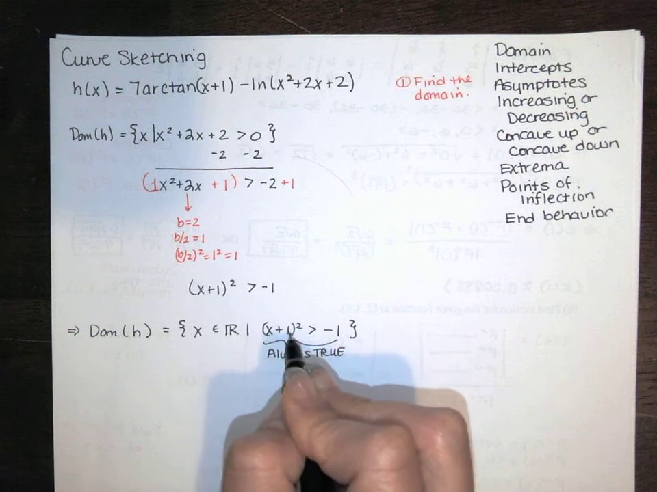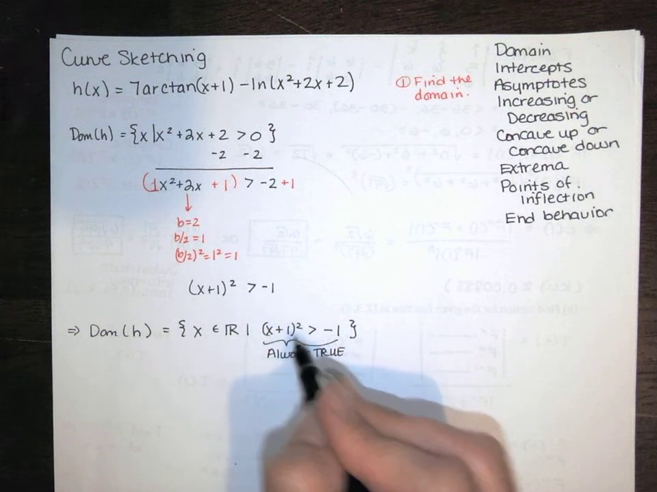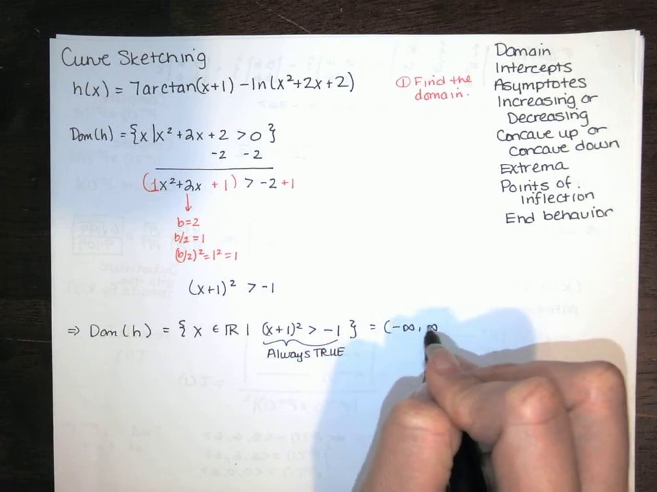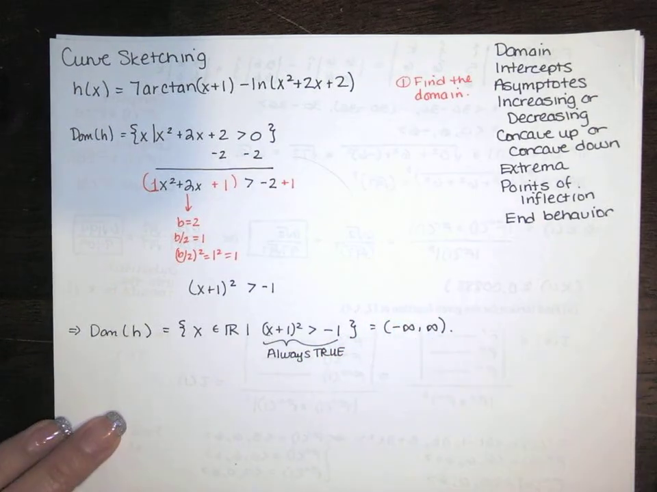Because this is positive or possibly 0, and if a number is positive or 0, it's definitely greater than negative 1. So the domain for h is all real numbers. Okay, so we found the domain. That was our first step.